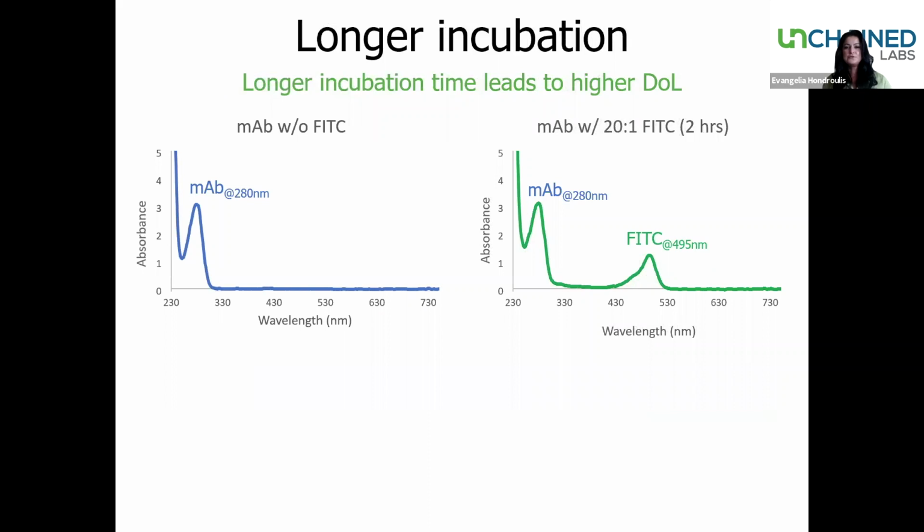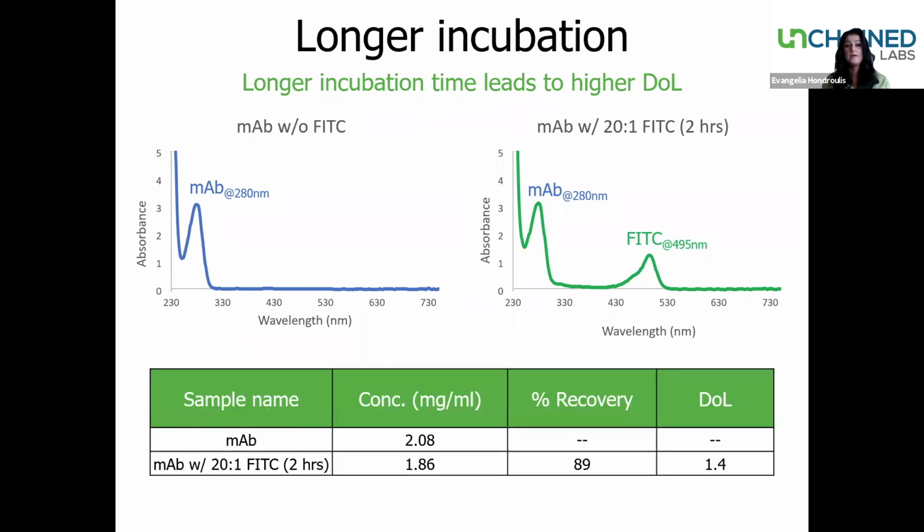Now, this is a little lower than what we wanted. In order to increase this degree of labeling, we tried increasing the incubation time. So now what we have is an incubation time of 2 hours. We kept that same molar ratio of 20 to 1 Fitzy to antibody. In this case, we also noticed a little decrease in the concentration, again giving us a percent recovery similar to before. Now we're getting 89%. But our degree of labeling actually doubled. We got 1.4. This looks promising. This is actually in the range of that 1 to 2 degree of labeling that we're aiming for.